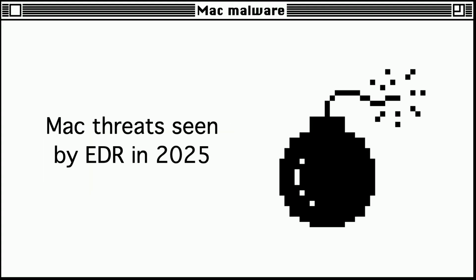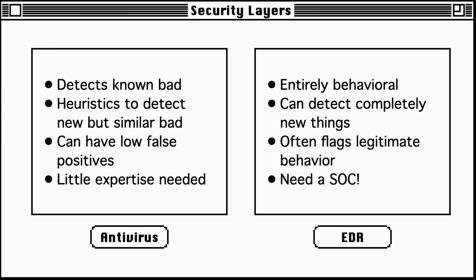What we're going to start out with is we're going to talk about some of the Mac threats that we've seen with EDR this year so far. Now, before we get into that, just a little bit of background. In the past, when I've given these talks, I've been at an AV company, an antivirus. What's the difference between antivirus and EDR? So just a little rundown on what the difference is and why there's going to be a difference in what I'm talking about today versus what I've talked about in the past.